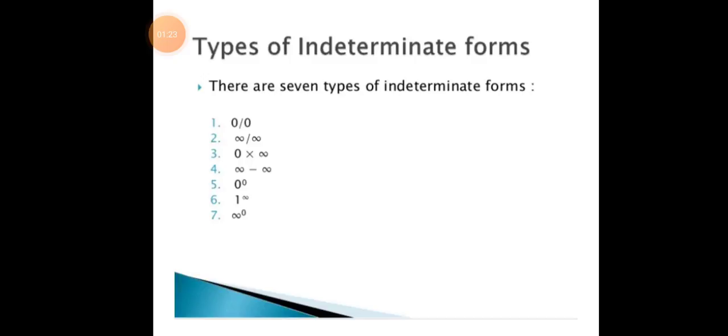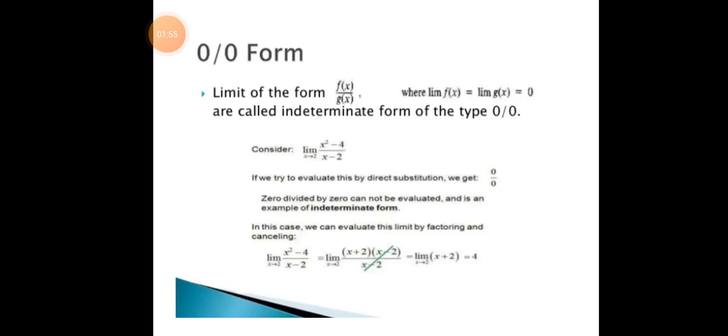Then there are types of indeterminate forms. There are 7 types of indeterminate forms. First, 0 over 0, then infinity over infinity, then 0 times infinity, then infinity minus infinity, then 0 to the power of 0, then 1 to the power of infinity, then infinity to the power of 0. Now, let us discuss first the 0 over 0 form.